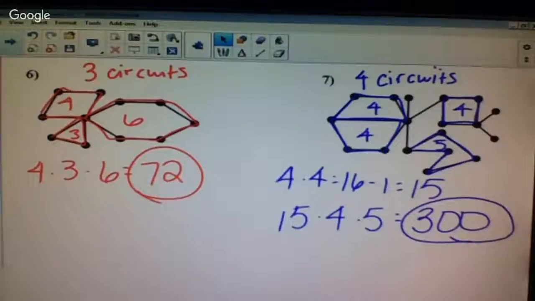So every one of you in this class can have a different spanning tree. I told you it was 300. We only subtract when they share an edge in common.